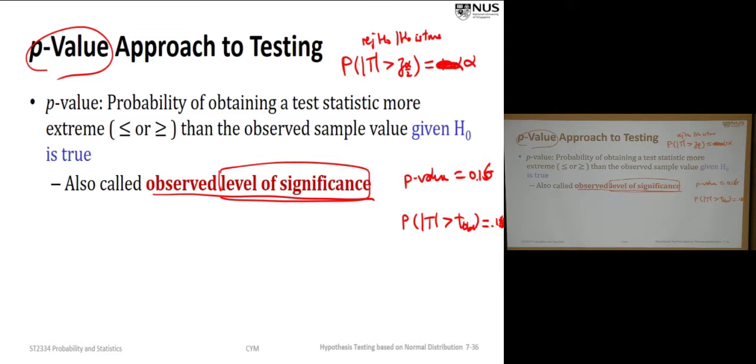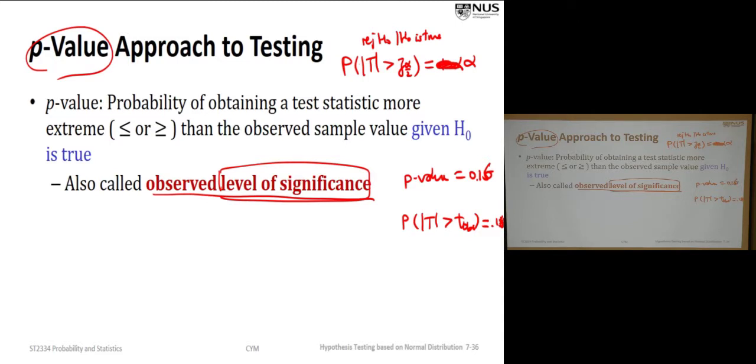So what does it mean? It means that based on the sample, I got this value. Now, based on this value, I make my decision. I reject the null hypothesis. Then the question, because I make the decision, is what is the chance I commit a type 1 error. The chance of committing a type 1 error, rejecting it wrongly, is 0.16. So that's why we call it the observed level of significance.